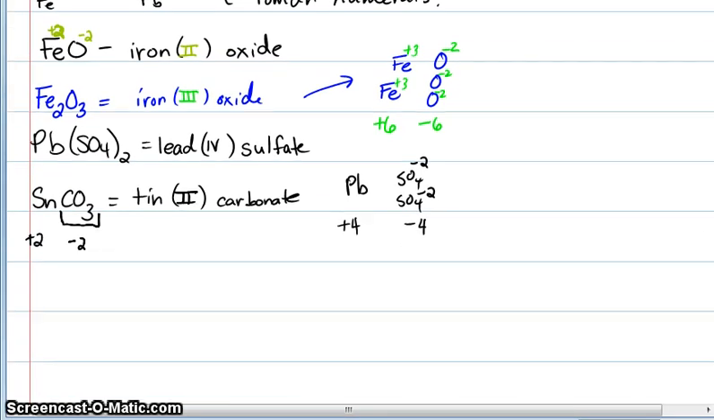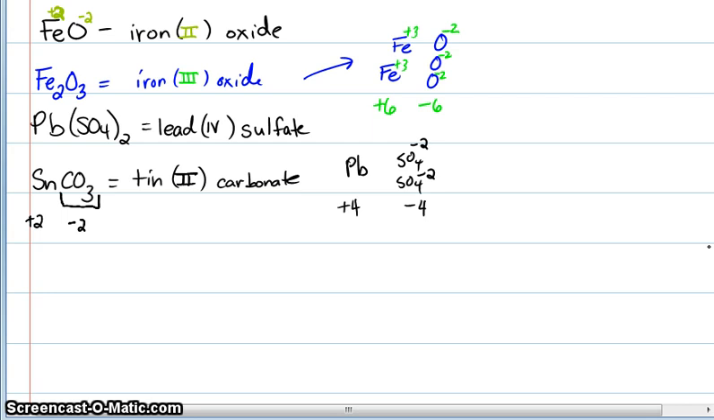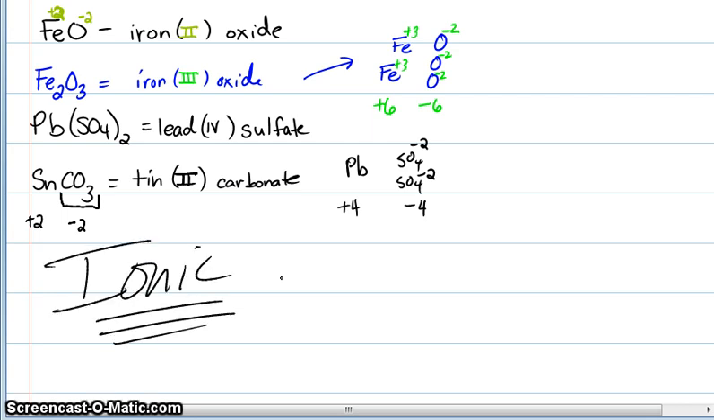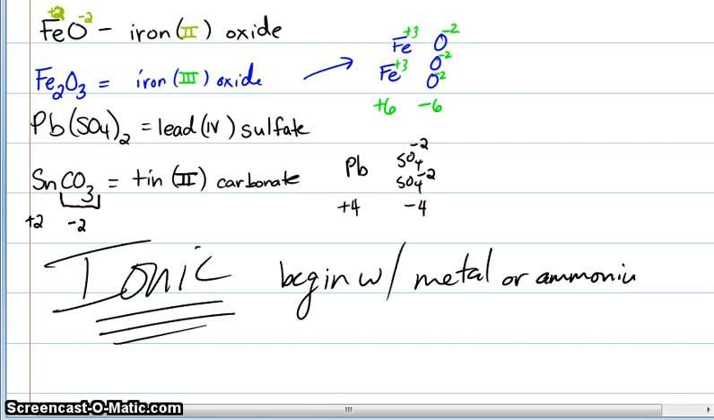Now, remember, these are all ionic compounds. What does that mean? They all begin with a metal or ammonium. That's very important. So in your big packet, you got to pay attention to which is which.